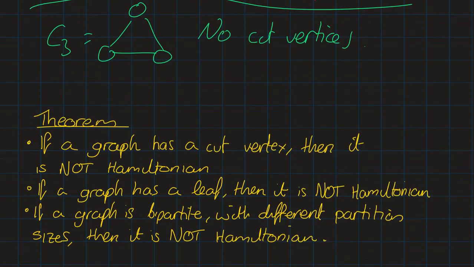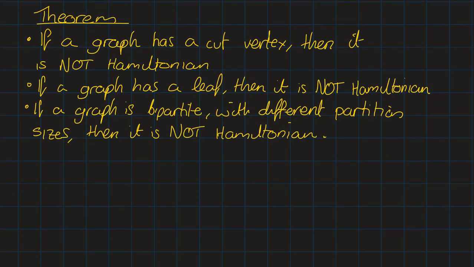Let's move on to the theorem. It's a theorem in three parts, and it's an important theorem. The first part says if a graph has a cut vertex, then it is not Hamiltonian. If a graph has a cut vertex, then it's not Hamiltonian. The second part of the theorem says if a graph has a leaf, then it's not Hamiltonian.